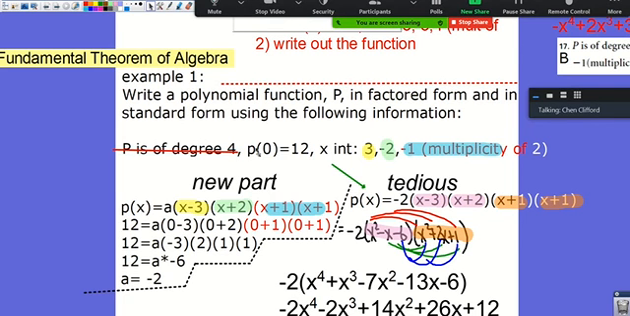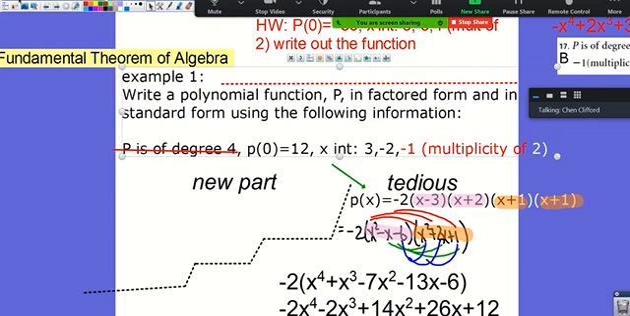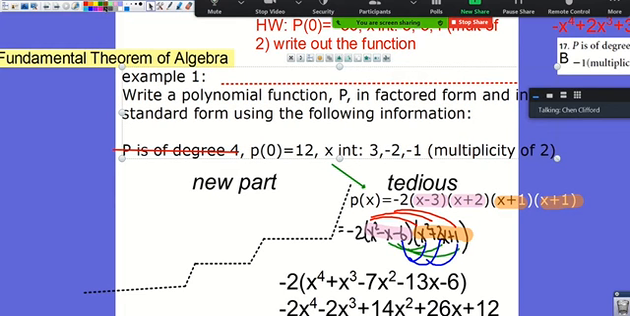Okay, so basically, this lesson is about working backwards. They're actually giving you the x-intercepts, and you work backwards to create the function.